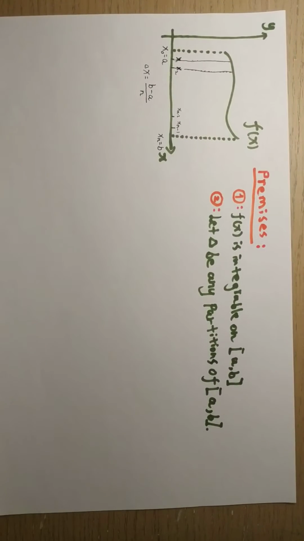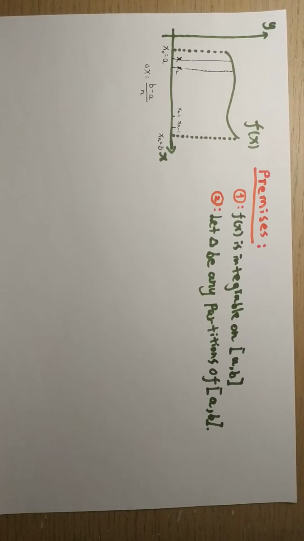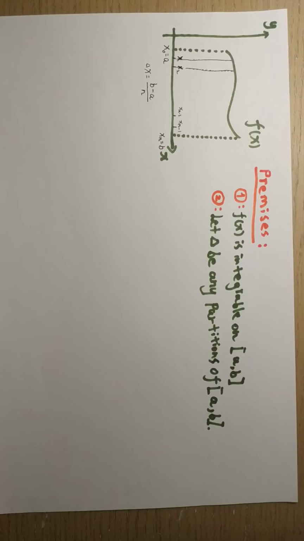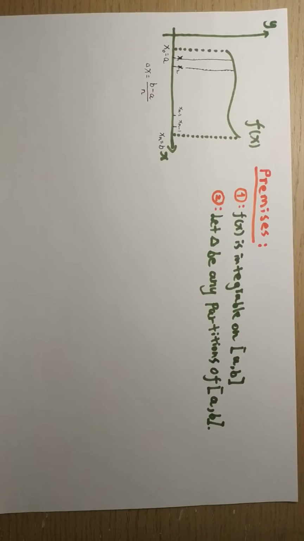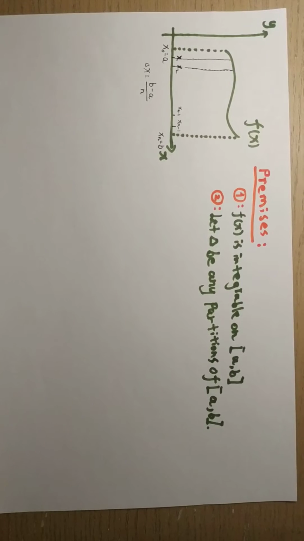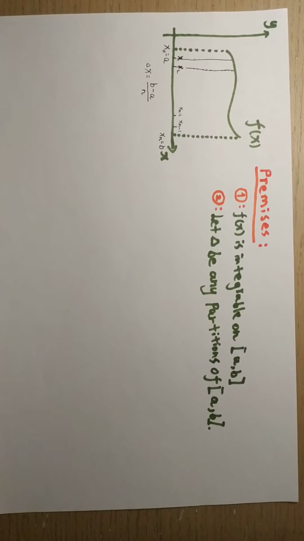First, I draw a function with a curve in the Cartesian plane and divide it into an infinite amount of partitions. There are two premises here. The first is that the function f of x is integrable on the closed interval a, b, and two, let delta be any partition of the closed interval a comma b.